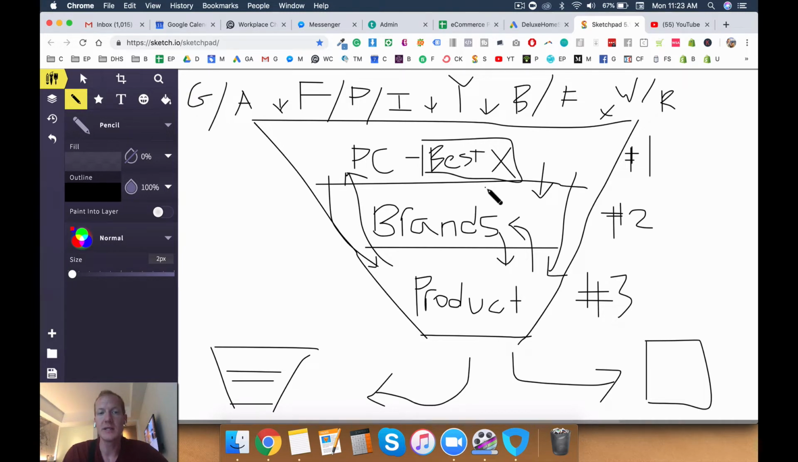So there's 2 different methods here. Advertising costs money and SEO doesn't. So I'll put that over here. GA stands for Google Ads, which costs you money. And GO stands for Google Organic, which is free. Okay, so that's really important to understand.